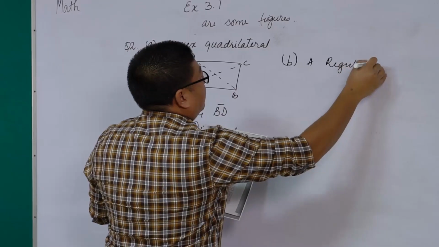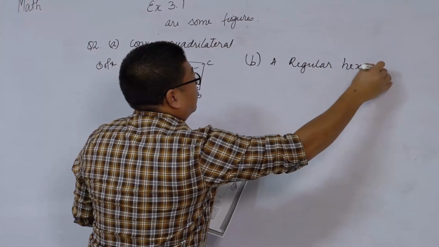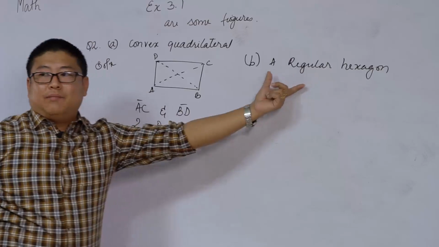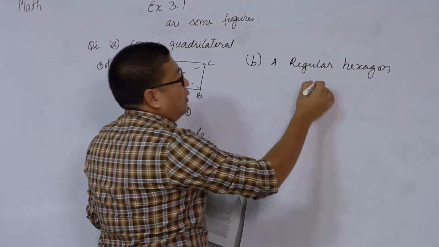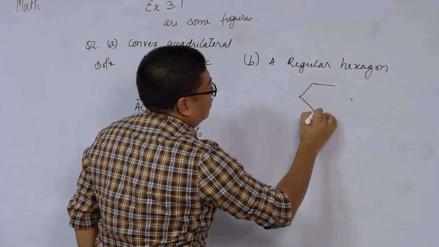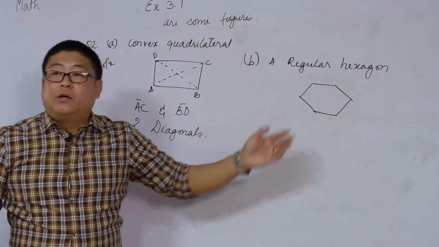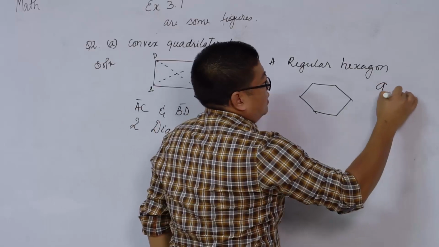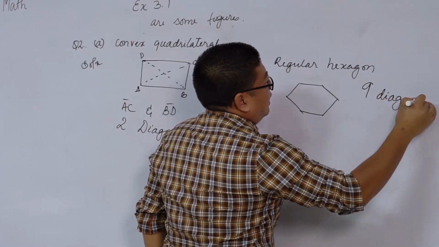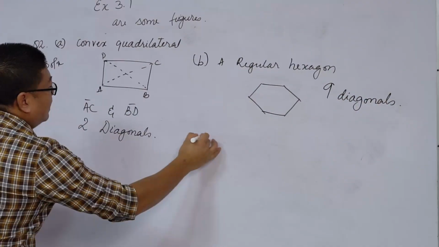Similarly, for B, a regular hexagon. Now the word regular has come. That means all the sides are equal. In a regular hexagon, we have 9 diagonals.